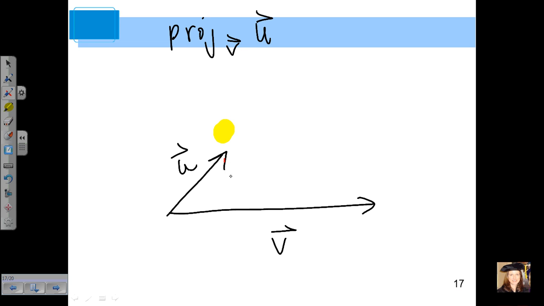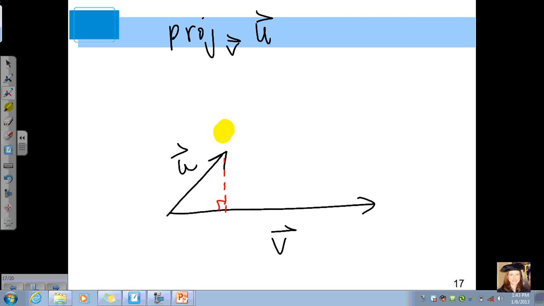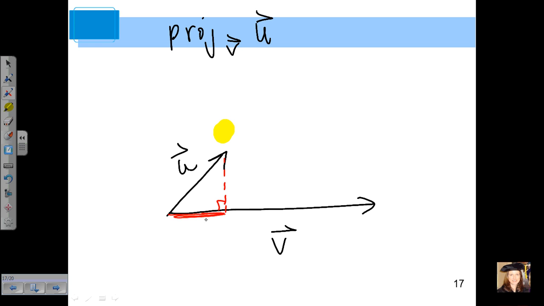For example, if I draw a dotted line, the shadow of the light source would form a 90-degree angle. That's really important here when you're trying to visualize this projection of U onto V. Well, the shadow that the vector makes right here, that is actually the projection of the U vector onto the V vector. That is what we're going to call W1. So this is our W1 vector. That is equal to the projection of the U vector onto the V vector.